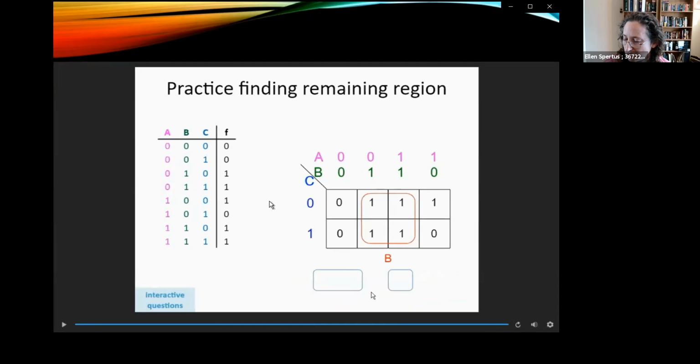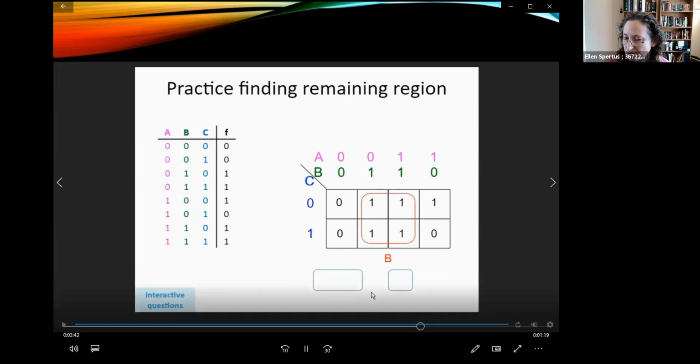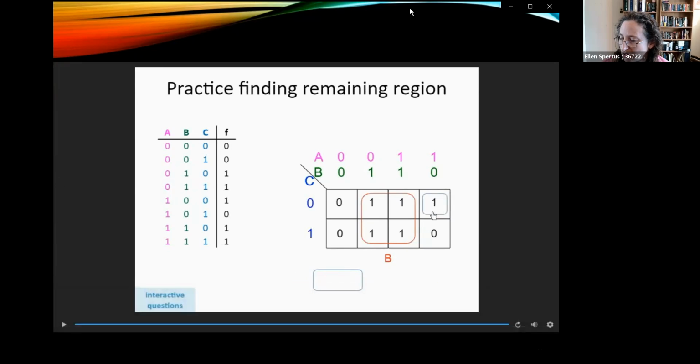I'm being prompted to choose the remaining region. A common mistake is just to enclose the single 1. While that region does include the remaining 1, it's not the biggest region that does so. So the correct answer, of course, is to enclose both of these.